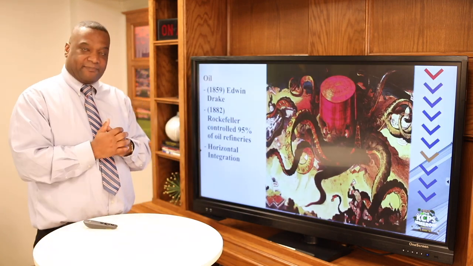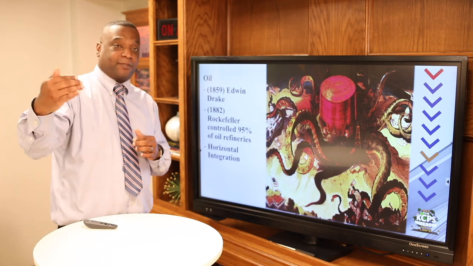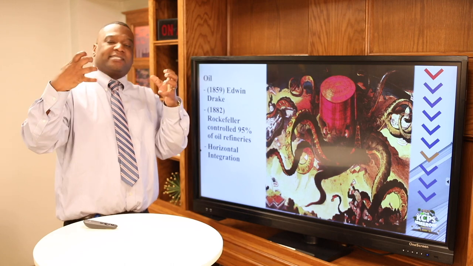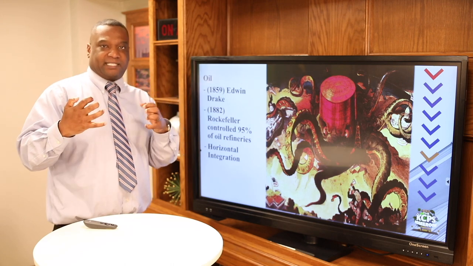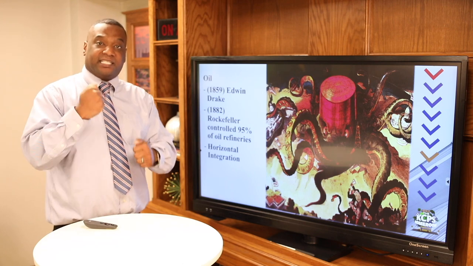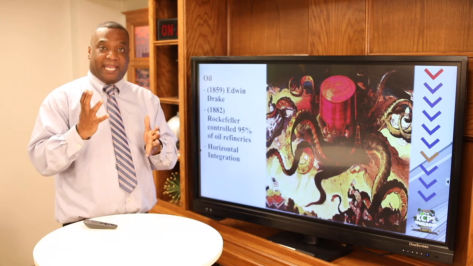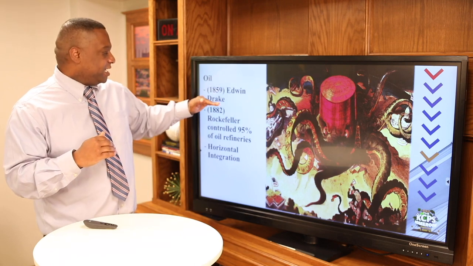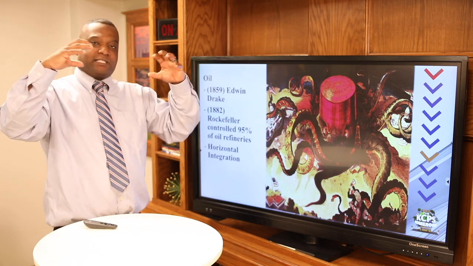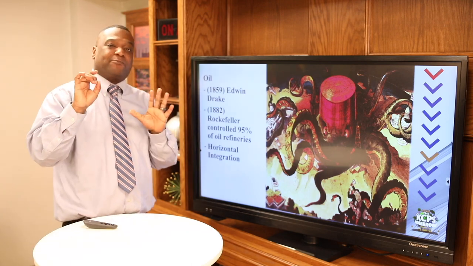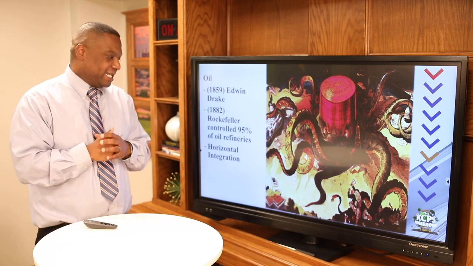Oil is another way that provided economic opportunity. We were using kerosene oil in the 1850s, leading up to 1859 and the 1860s. Then they invented the combustion engine. Once the combustion engine was made, we needed oil. So, within these 30 years, you start seeing oil take off. In 1882, Rockefeller controlled 95% of the oil refineries in the United States.